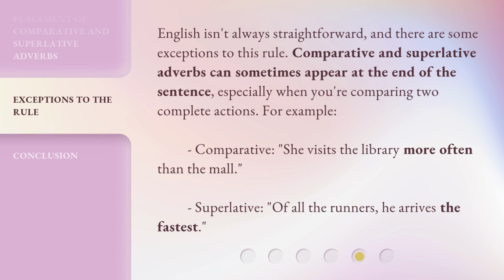English isn't always straightforward, and there are some exceptions to this rule. Comparative and superlative adverbs can sometimes appear at the end of the sentence, especially when you're comparing two complete actions. For example, comparative, "She visits the library more often than the mall." Superlative, "Of all the runners, he arrives the fastest."